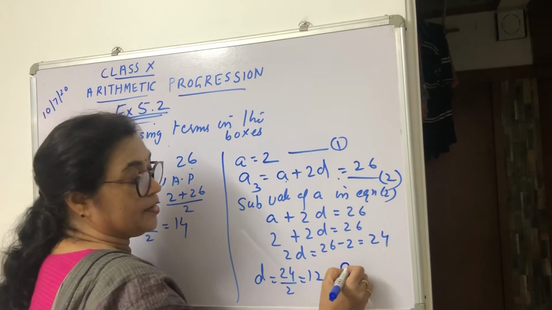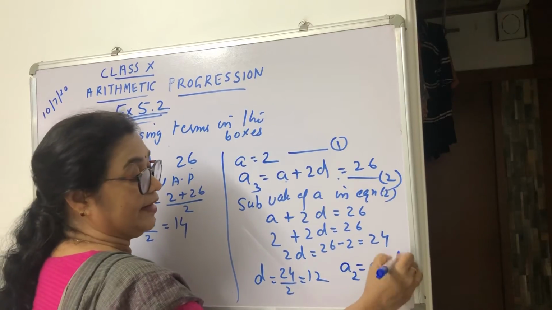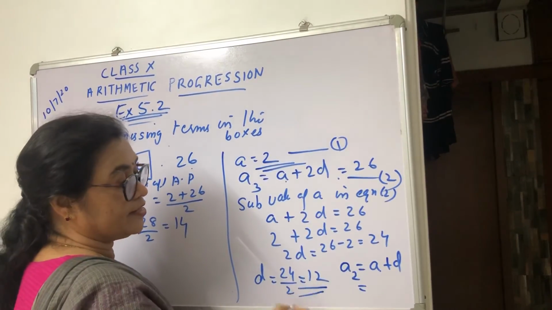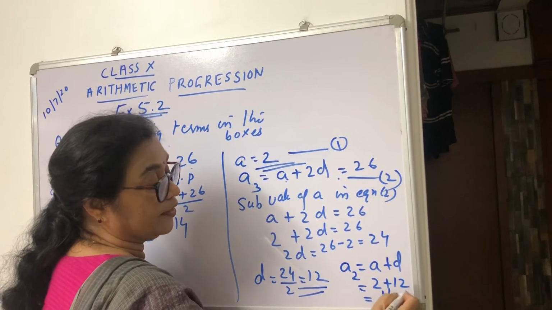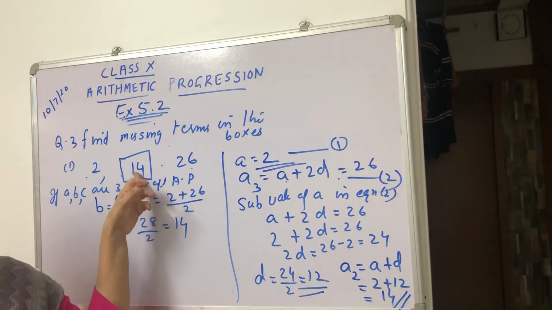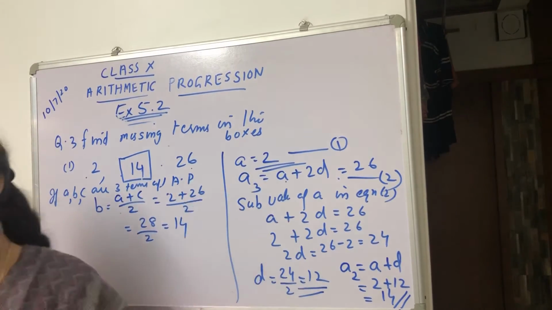So second term is A2. A2 is A plus D. What is A? A is 2. And D is 12. So 2 plus 12 is equal to 14. Therefore, second term is 14. So you can fill up this box with this 14. Two methods I have shown you.